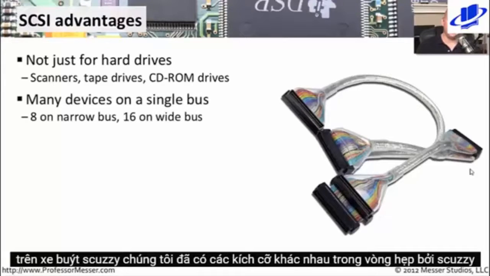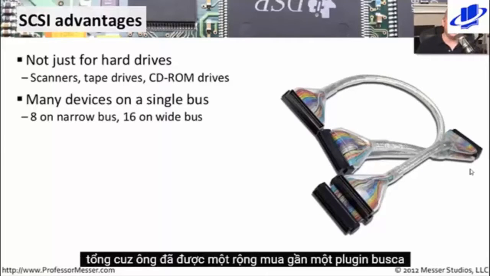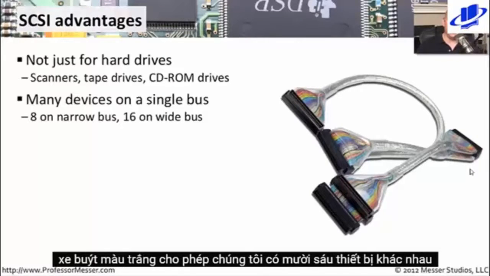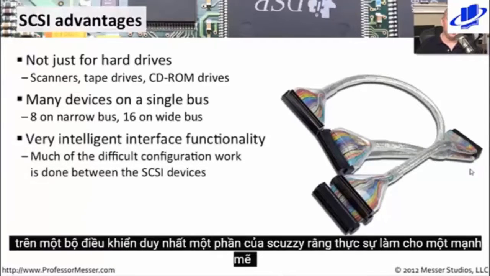On these SCSI buses, we had different sizes. We had a narrow bus SCSI. Some SCSI was a wide bus. The narrow bus could plug in 8 devices that we could string onto an individual controller. The wide bus allowed us to have 16 different devices on a single controller.